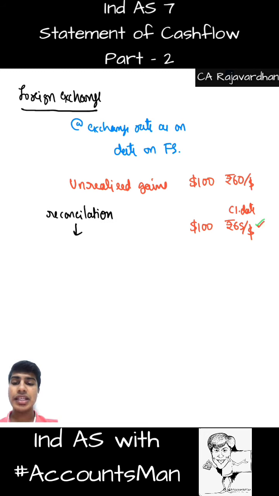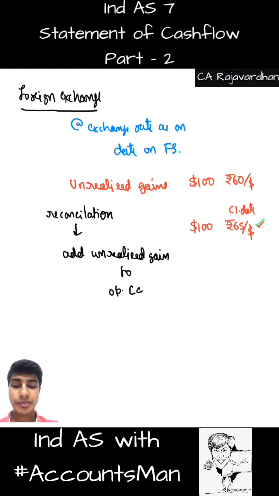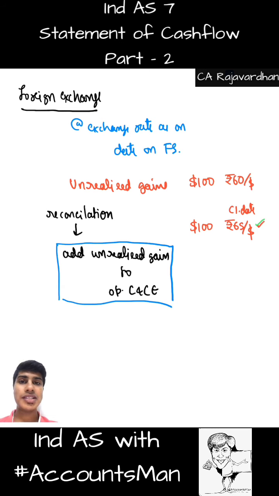How do we do reconciliation? Add unrealized gain to opening cash and cash equivalent. You get that? Pretty simple. So this is going to become very handy to you when you start solving the problem. Right now you might not make much sense of this. Understand the entire theory that is discussed, and start solving the problems from our ICAI Institute material. You will definitely find this very handy.